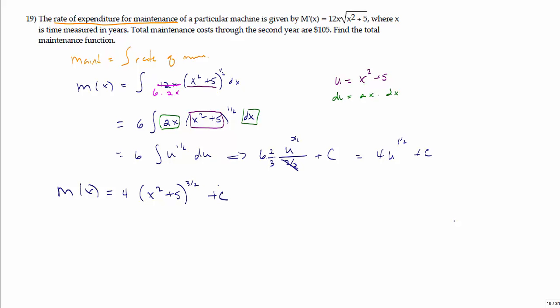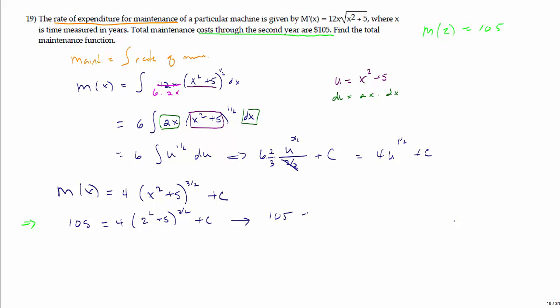So my problem is I've got this plus c, and I want to find a particular solution. Keep in mind up here, I was told that the cost through the second year is $105. So my maintenance cost through the second year is $105. So when x is equal to 2, m is going to be 105. And so I can plug that in to solve for c. So I have 105 is equal to 4 times, and again my x is 2, so 2 squared plus 5 to the 3/2, plus c.